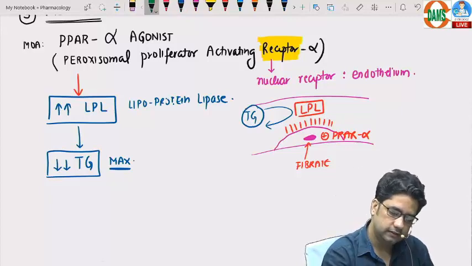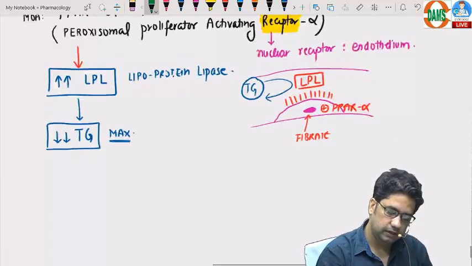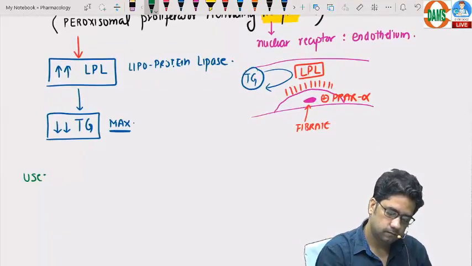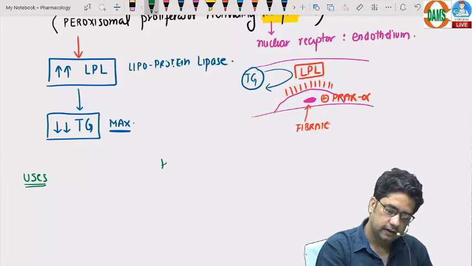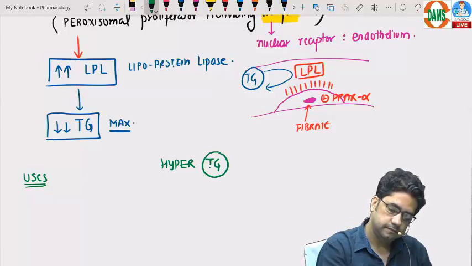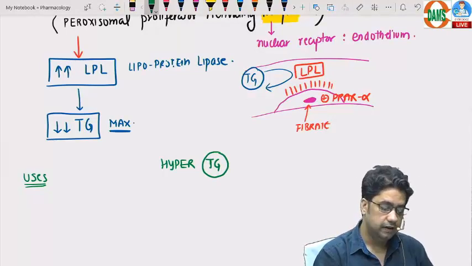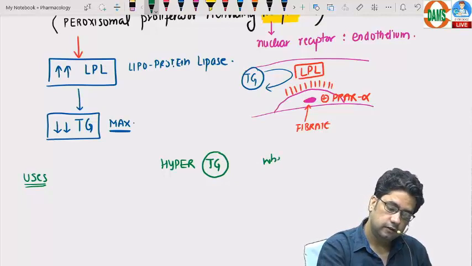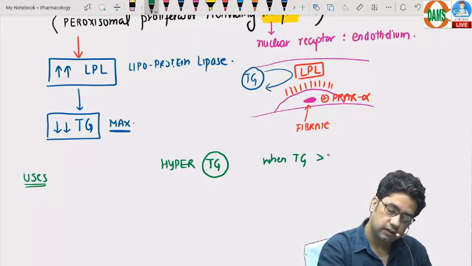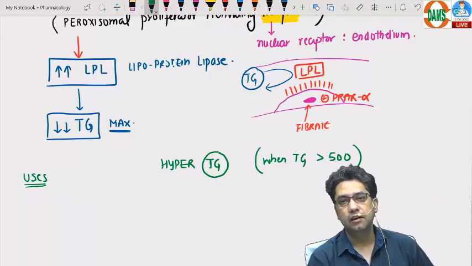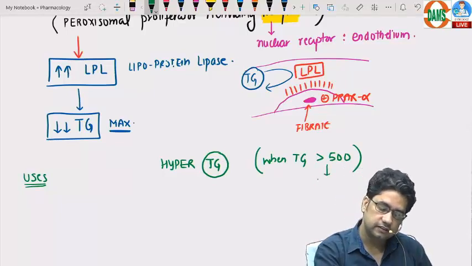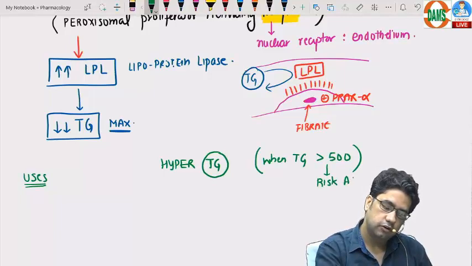Now the point is, what are the uses of fibrates? You'll write hypertriglyceridemia. Hypertriglyceridemia when triglyceride level is more than 500. We start fibrate. When the level of triglyceride is more than 500, we start fibrate, because at this level there is a risk of acute pancreatitis.